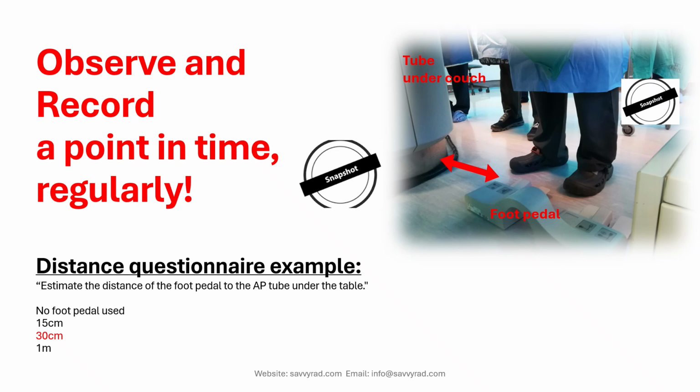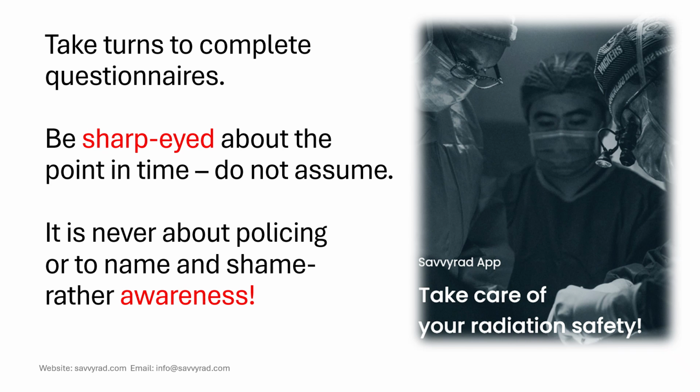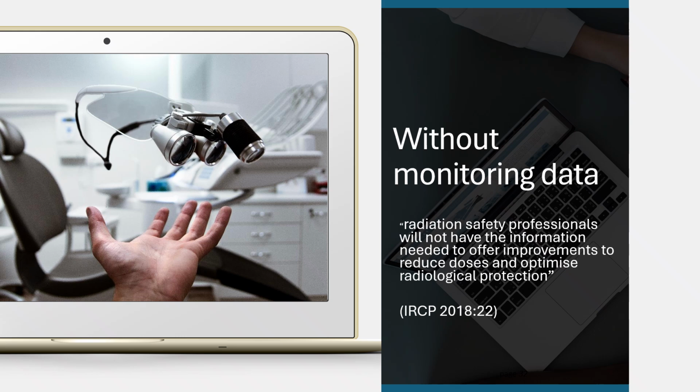Look at this example of a distance questionnaire, a snapshot for this specific case. Estimate the distance of the foot pedal to the AP tube under the table. In this case, it was 30 centimeters. So take turns to complete questionnaires. Be sharp-eyed about the point in time, so do not assume. It's never about policing or to name and shame, but rather awareness. And without monitoring data, we will not have information to offer improvements to reduce doses and to optimize our radiological protection.